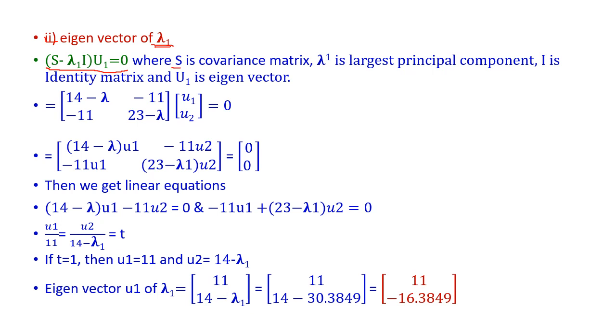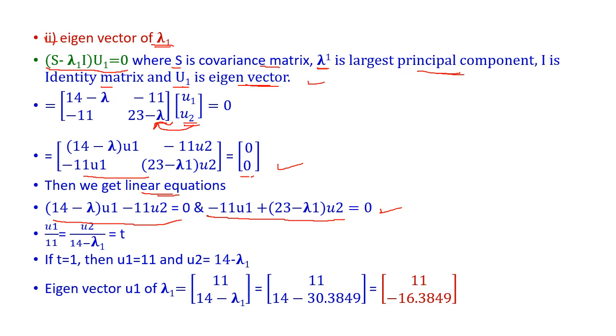Here S, we know that this is a covariance matrix and lambda 1 is the largest principal component, and I is identity matrix and u is eigenvector. Now we need to multiply the eigenvector with our matrix. Once we multiply these two, then we will get this particular matrix, which is equal to 0. From this matrix we will get two linear equations. First one is this equation, and second one is this particular equation.